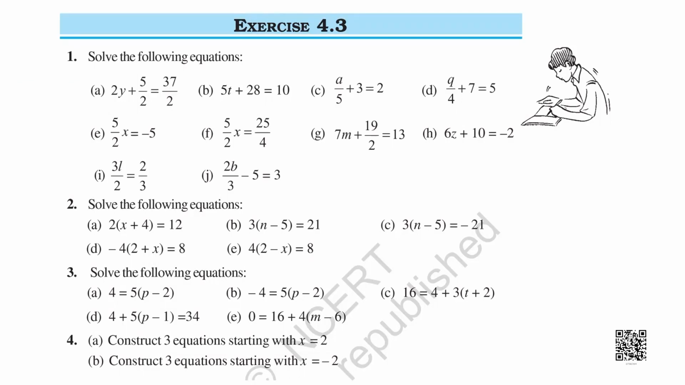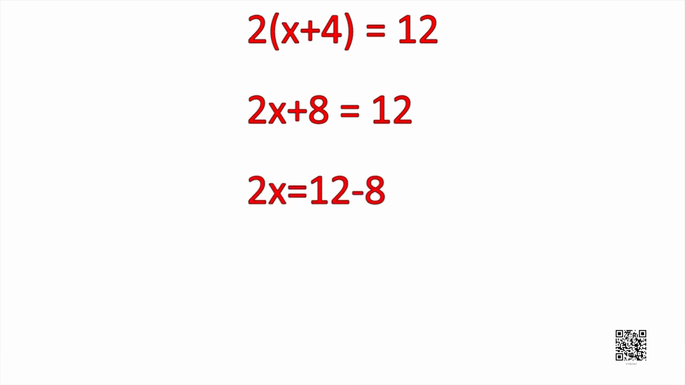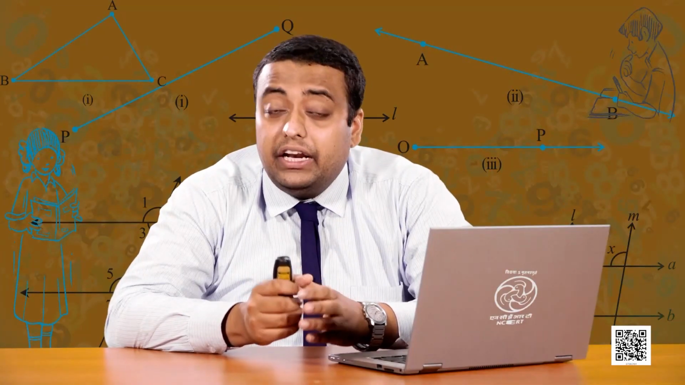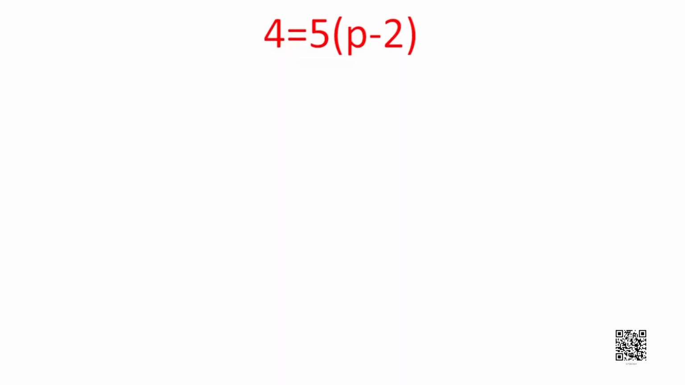This brings us to the second question, solving another equation. Now, take into account this question, which is 2 in the bracket x plus 4 is equal to 12, which will be equal to 2x plus 8 is equal to 12. Now, following similar steps, 2x is equal to 12 minus 8. 2x is equal to 4. Hence, x is equal to 2. This will be the answer. Going on to the third question, the first part of that question is 4 is equal to 5p minus 2.